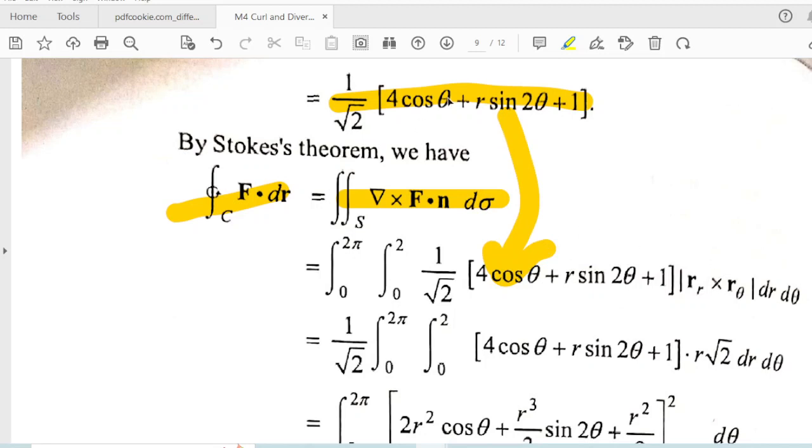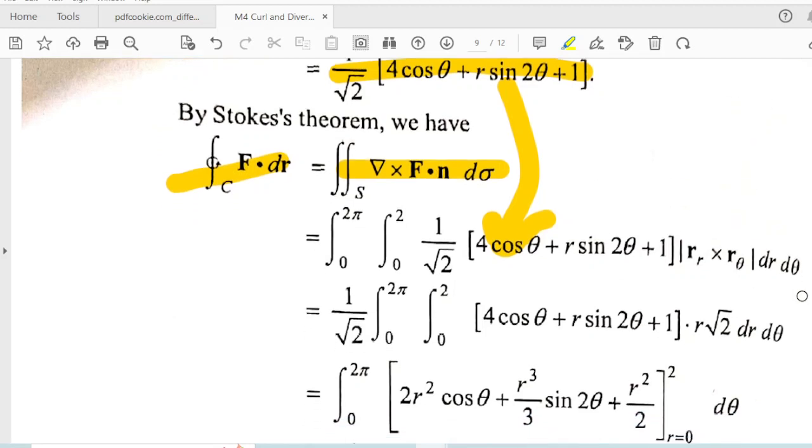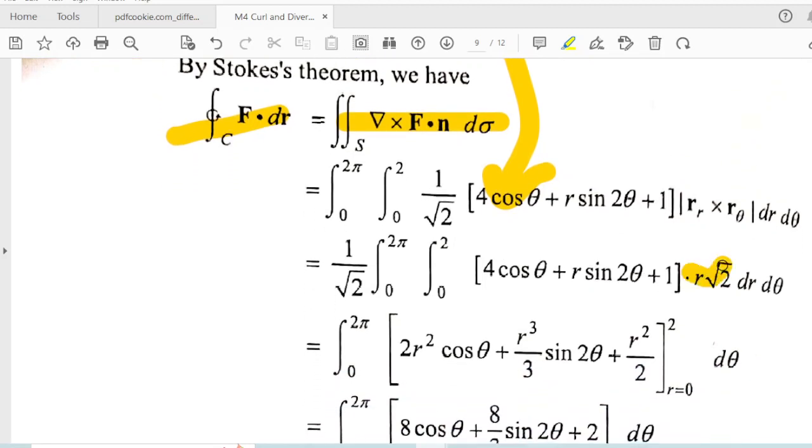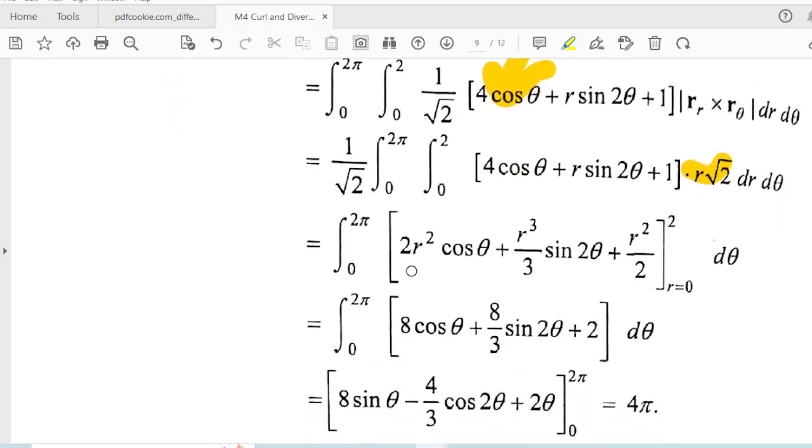Then this is what we are getting. Now the value of r_r cross r_theta is r root 2. Then put the upper limit minus lower limit. When we say upper limit, it is 2.